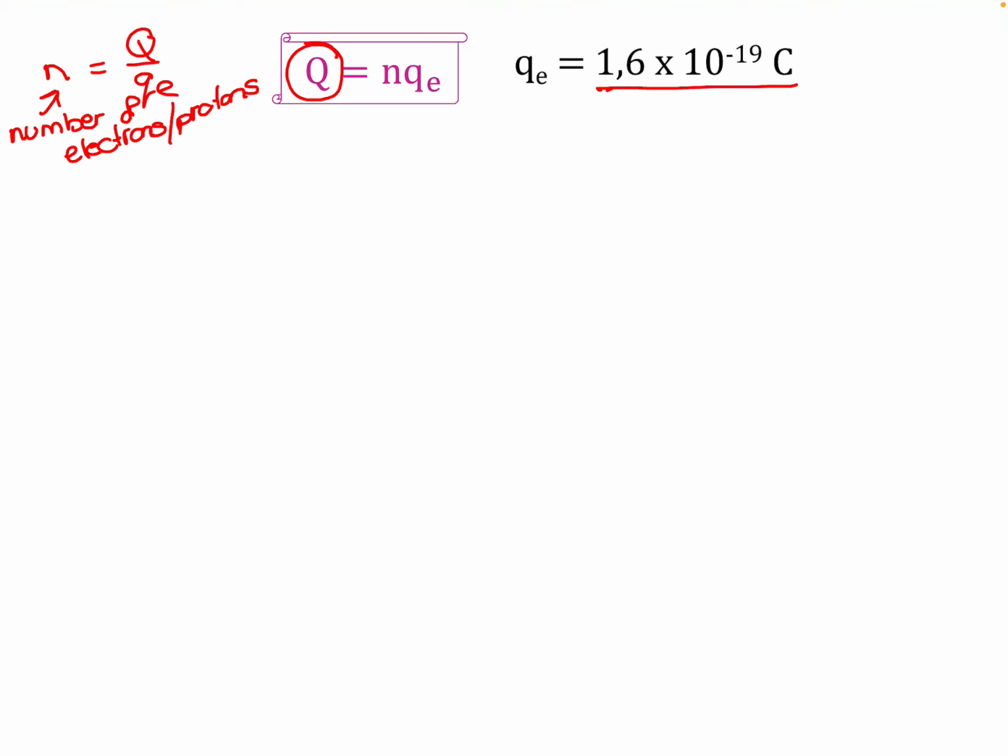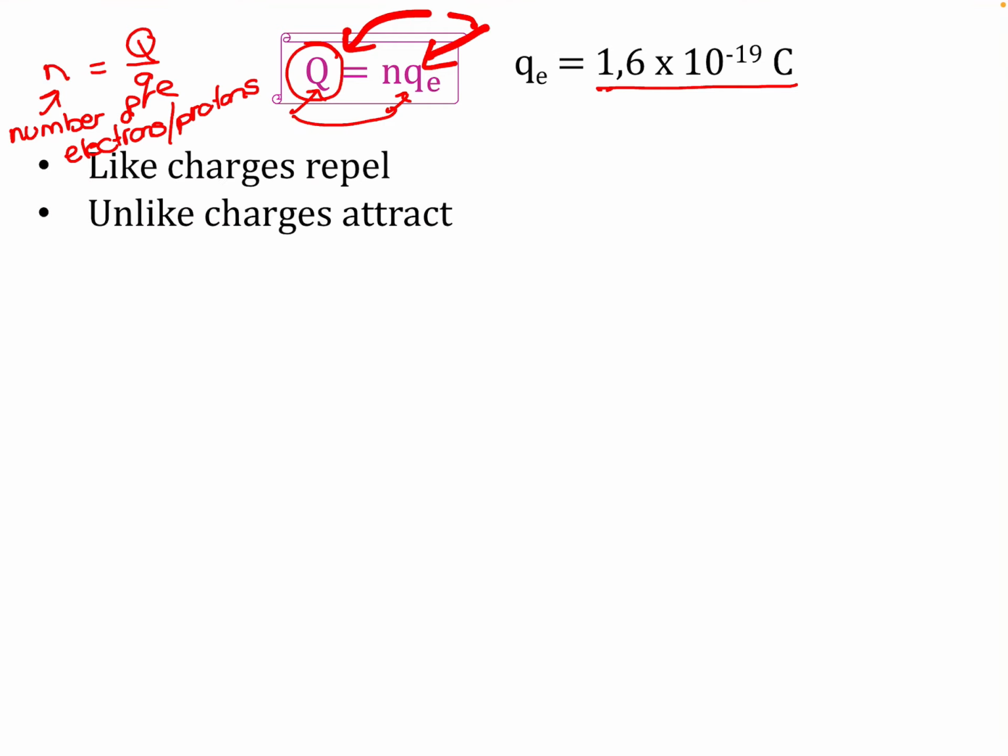Even if you're going, but what if there's extra electrons? That's fine. It's still a number. You can't have a negative number. This is a scalar quantity. It can only be positive, okay? Which also means when we do substitutions in these equations, this charge and that charge must have the same sign. So they must either both be positive or both be negative. And whether this one is positive or negative depends on the charge you're working with. That's the important thing. And just to remind you, like charges repel, unlike charges attract.